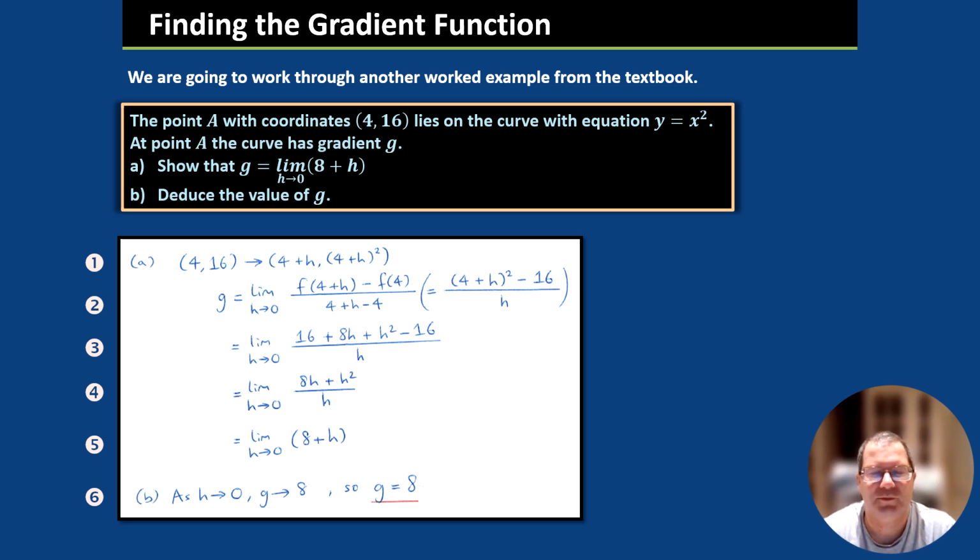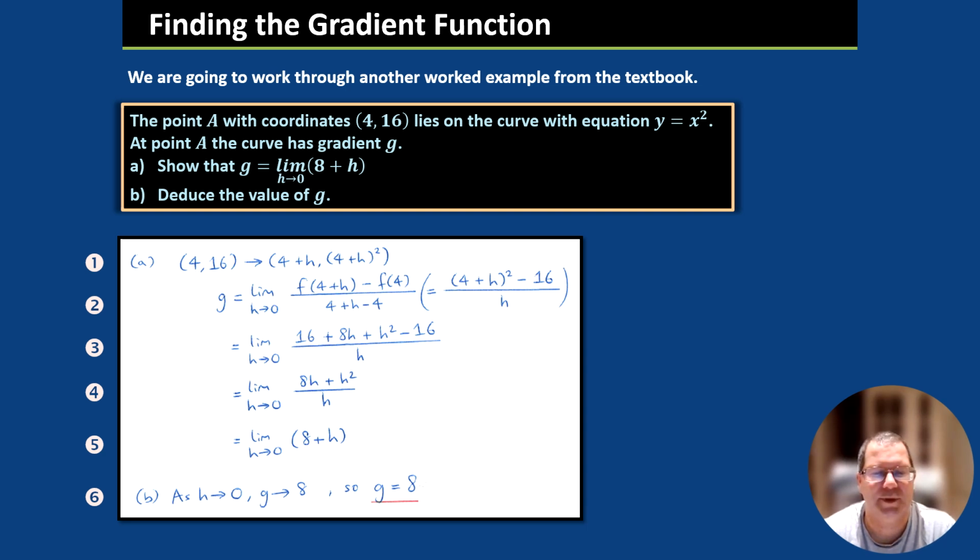In line 3, I'm expanding the brackets to get 16 plus 8h plus h squared minus 16, all over h. In line 4, the 16s have cancelled to give me 8h plus h squared over h. And in line 5, I'm dividing through by h to get the limit as h tends to 0 of 8 plus h, as requested in part A.